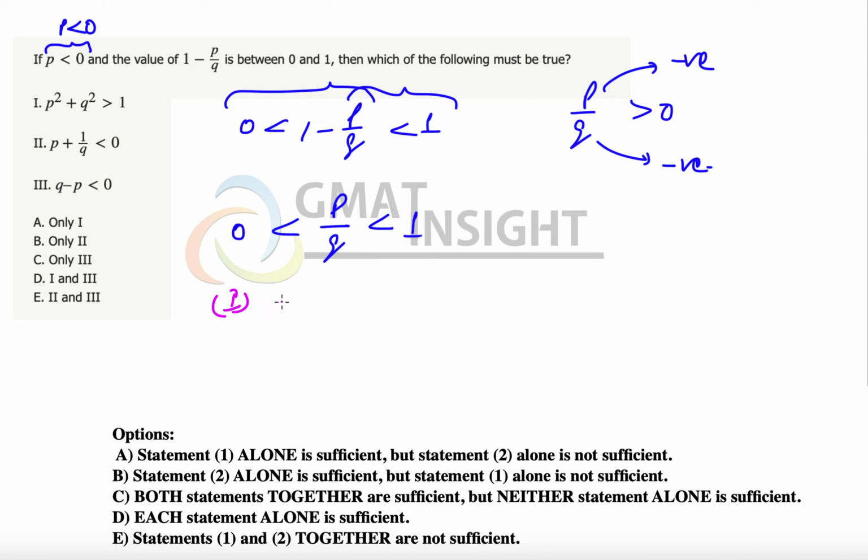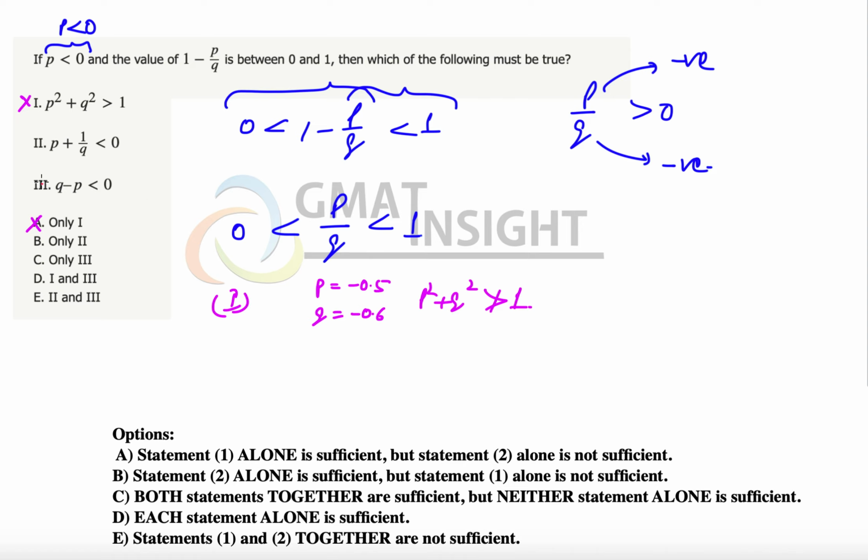So for part 1, now what I'm choosing is the value of p can be negative 0.5, while the value of q could be negative 0.6, because now you can see negative 0.5 over negative 0.6 is 5 by 6, which is between 0 and 1. But p square plus q square is not less than 1. That means the first part is definitely out. Option A is eliminated.